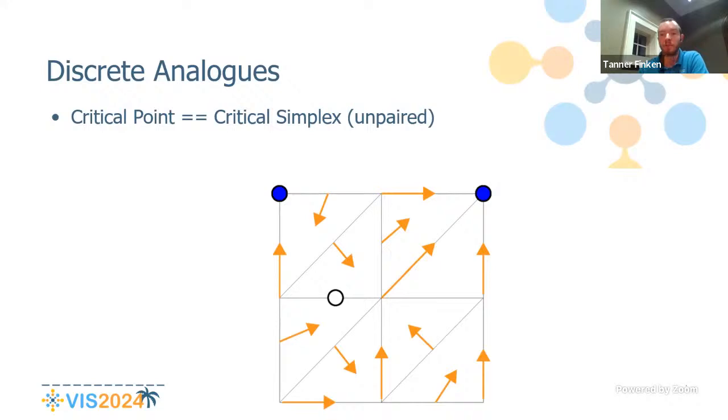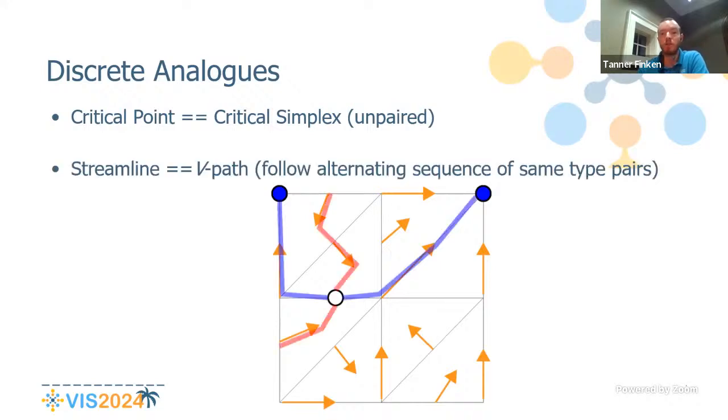Now, the discrete analog for streamlines are V-paths. A V-path is a collection of adjacent pairs with the same type, which you can follow to form a particular path along the mesh. In this example, you can see V-paths followed from this discrete saddle in white, where a discrete saddle is going to be an unpaired edge, and these lines form the discrete separatrices of this field.